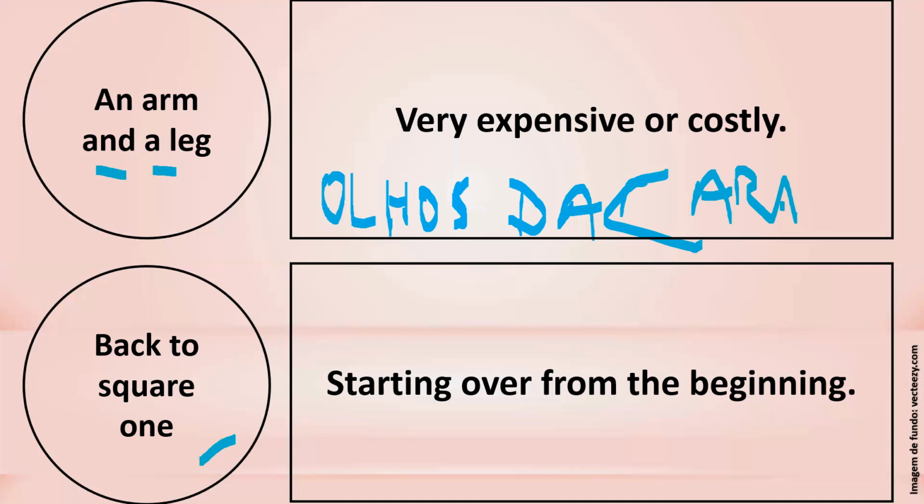The next one, back to square one. Back to square one, which means starting over from the beginning. Starting back over. When I was working, we had a consulting company. We would be working on trying to solve a problem for a client. We would do some activity which we thought would solve the problem. When we saw the result, it didn't work. So we were back to square one trying to solve the problem.